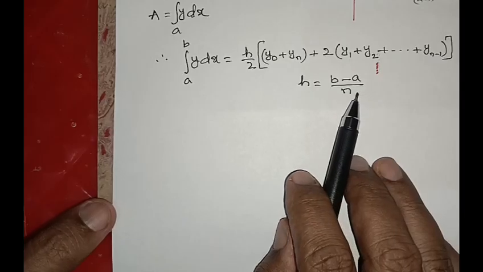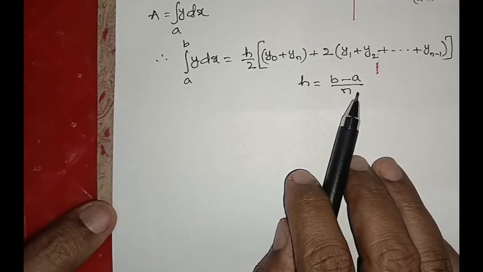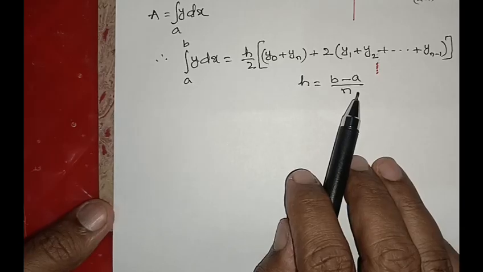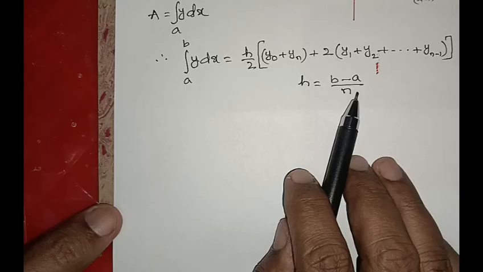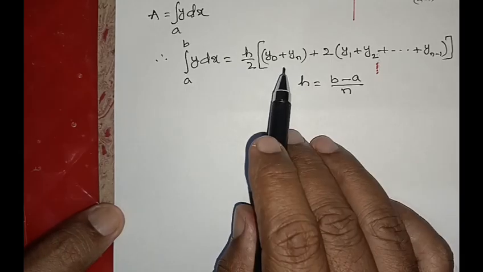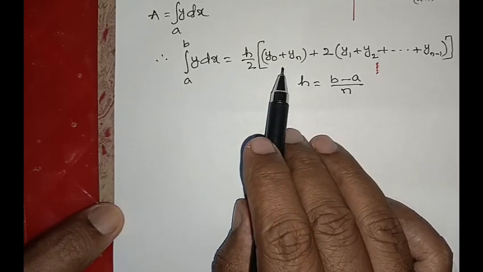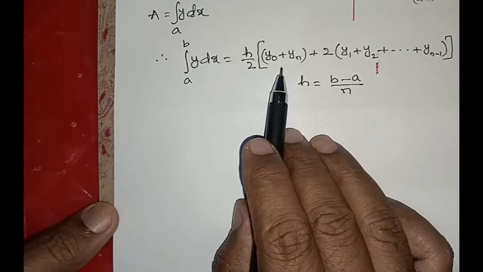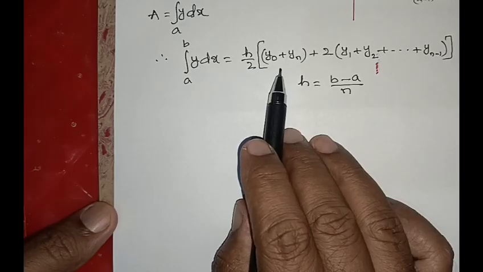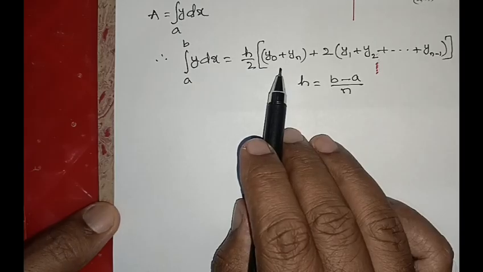So by taking n as large as possible, that is dividing the interval AB into more number of subintervals, we can get more accurate value by this approximate method. This method is a numerical method of calculating the integral of a given function, and this method is called trapezoidal rule.